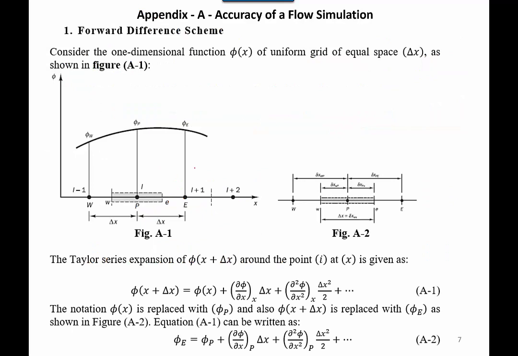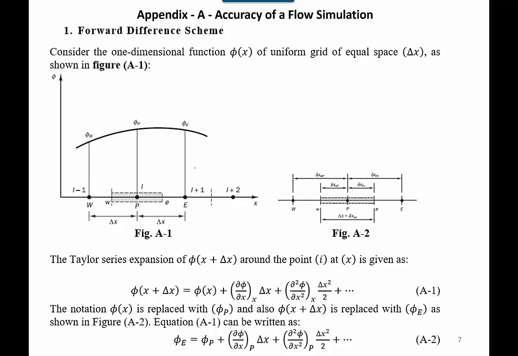So let's move to appendix A, and we will study how we use each of the three schemes. Let's start with the forward difference scheme. Consider a one-dimensional function phi of x, which is given in figure A1. The distribution of phi is assumed to be known.